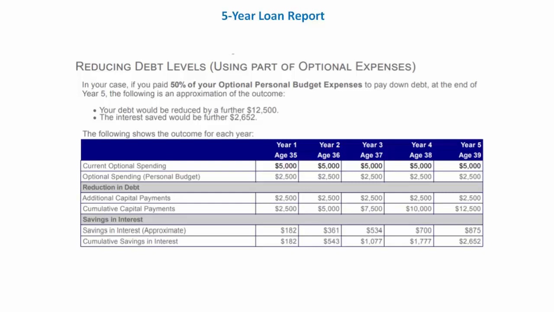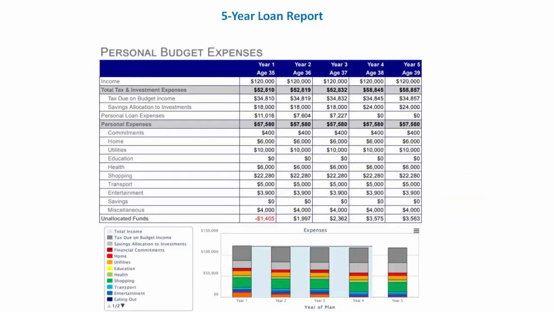If the user saw value in this strategy, they would need to consider which loans should have the increased loan repayments. The table shows that by making additional payments of $2,500 a year, by the end of the 5-year period, the debt will be reduced by an additional $12,500 and the interest saved is likely to be approximately $2,650. The personal living expenses for each year is displayed.